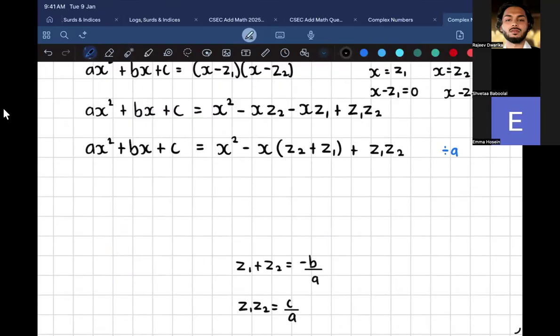So, Shweta, if we divide both sides by a, ax squared over a is just x squared. We're going to end up with b over a x plus c over a. That should blow your mind.